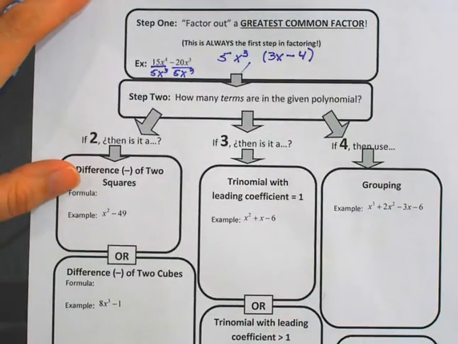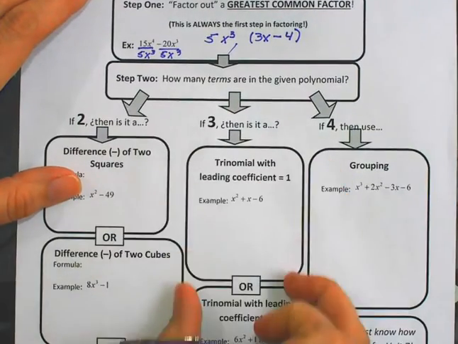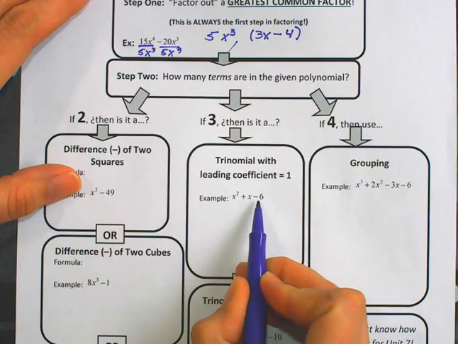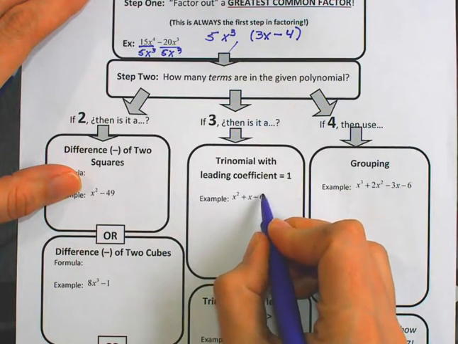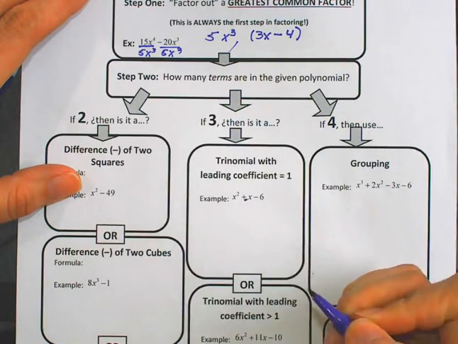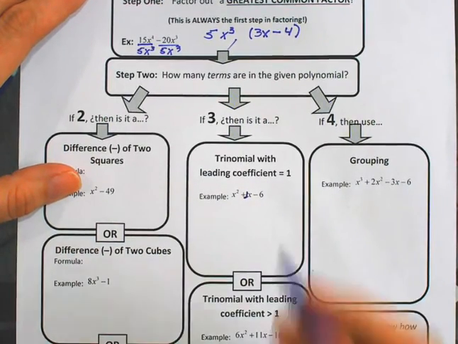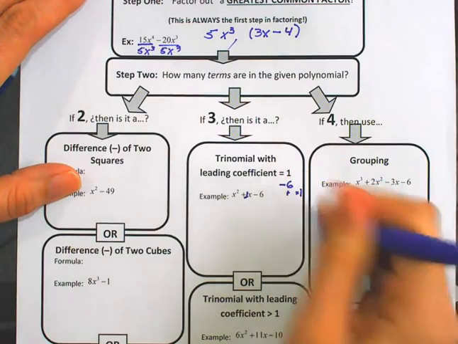So the next thing you have to do is decide how many terms are given in the polynomial. We're going to go first down the middle. If it has 3 terms, for example, it looks like this. I have 1, 2, 3 terms. If it has 3 terms, then you're going to find numbers that multiply to -6 that add up to your middle term. In this case, your middle term, even though it's invisible, is 1. So I'm looking for factors of -6 that add up to 1.